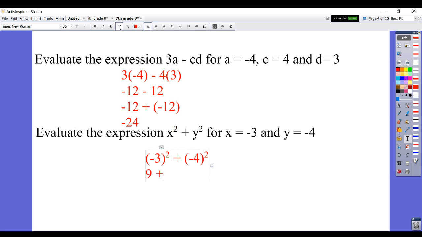Negative 4 to the second power would be negative 4 times negative 4, which is positive 16. So a negative times a negative is positive. So negative 3 times negative 3 is positive 9. Negative 4 times negative 4 is positive 16. 9 plus 16 is 25.